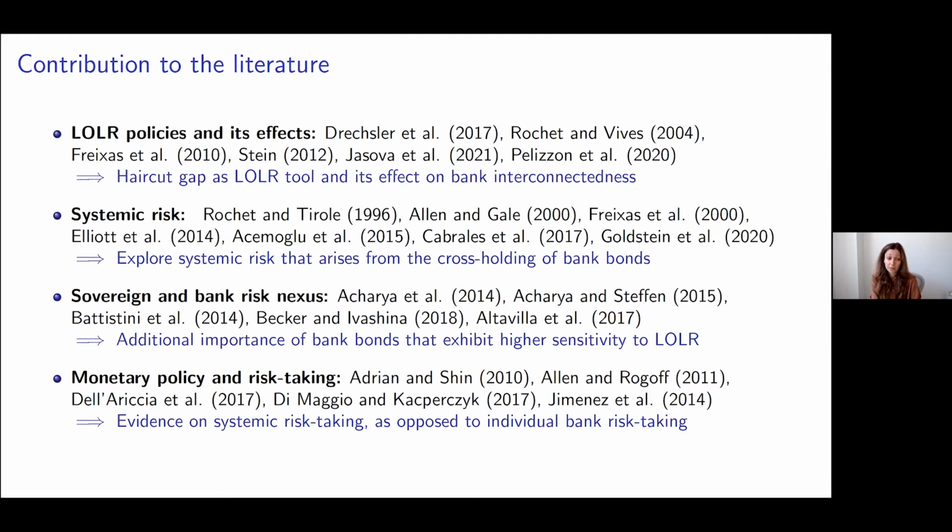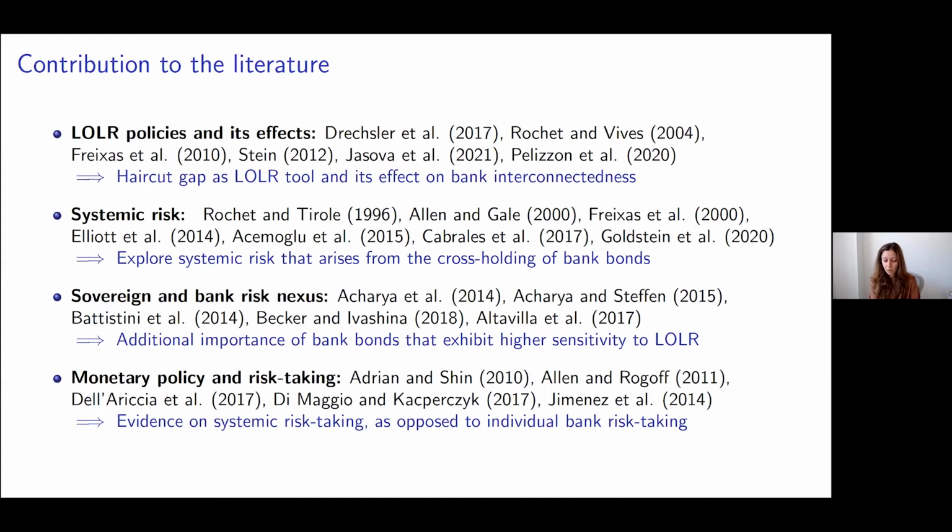Now, very importantly, a lot of our understanding of lender of last resort policies comes from understanding the sovereign and bank risk nexus. So banks are pledging government treasuries. And what we show is that there is also a big importance of the bank bonds that are not only being pledged with the lender of last resort, but as I'll show you, they even exhibit even higher sensitivity.